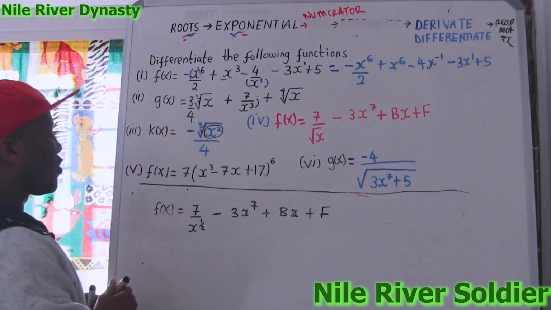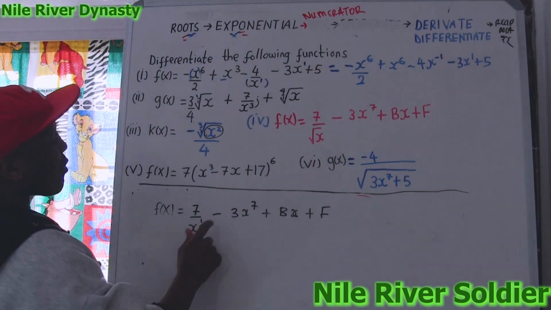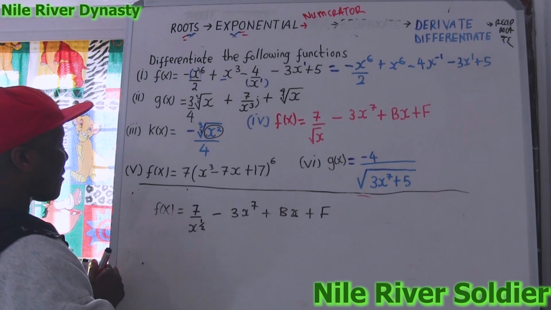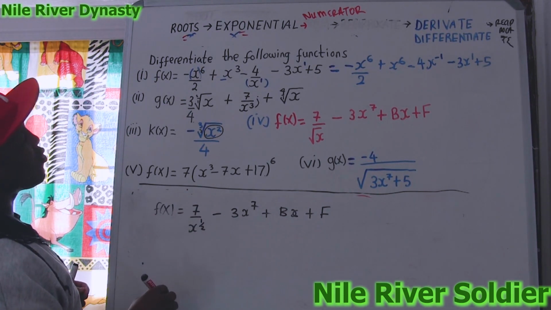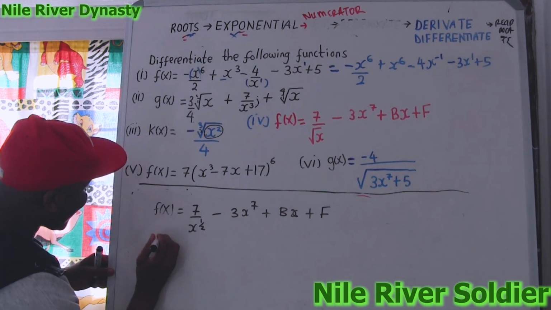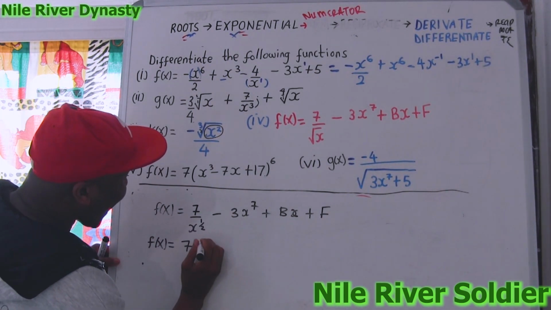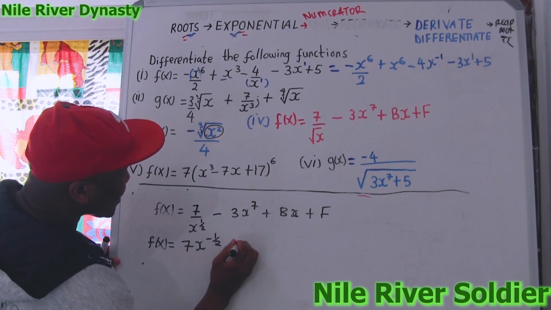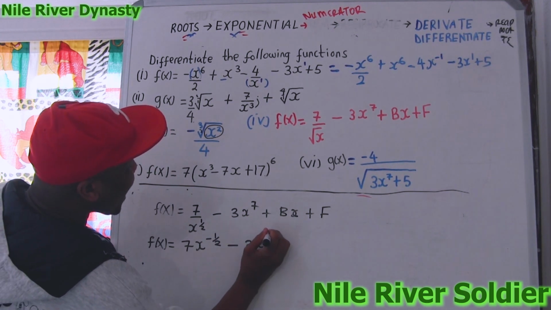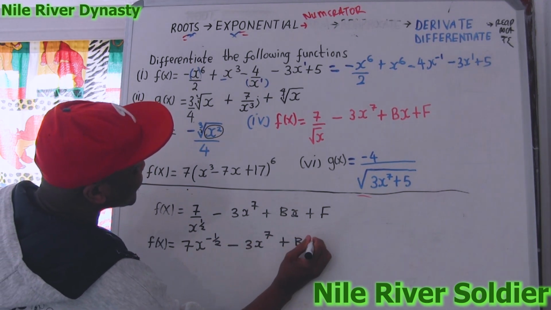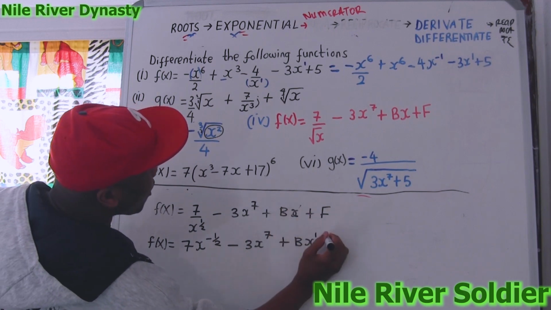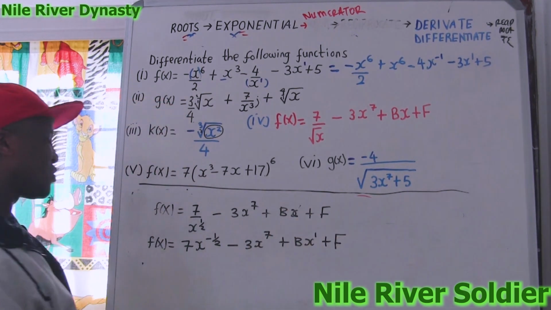It's done. So the next step: everything power, power, power, but the problem is go to the top. So then we're going to say f(x) equal to 7. If this goes to the top, it's going to be x to the negative a half, and then minus 3, power 7, plus bx power 1, because there's no power means power 1, plus f. This f has no x.